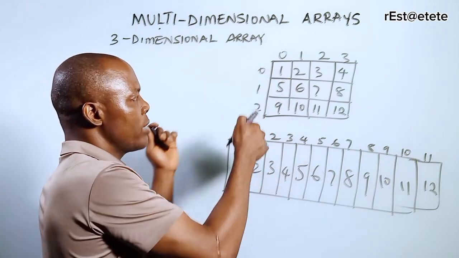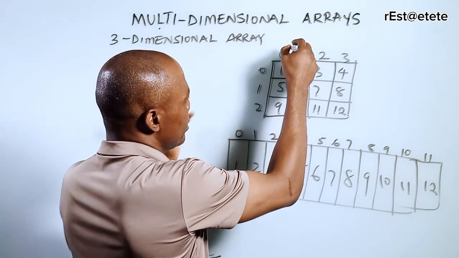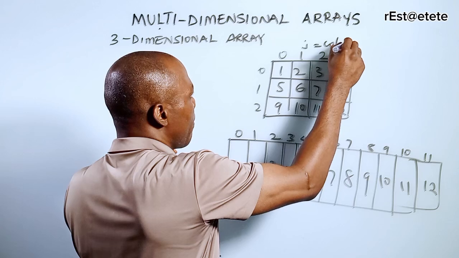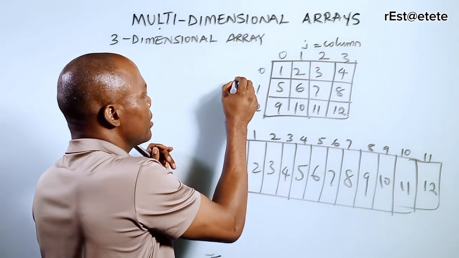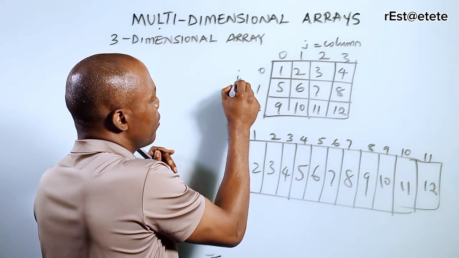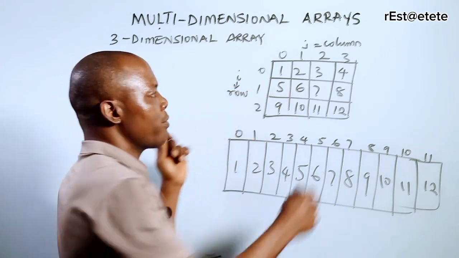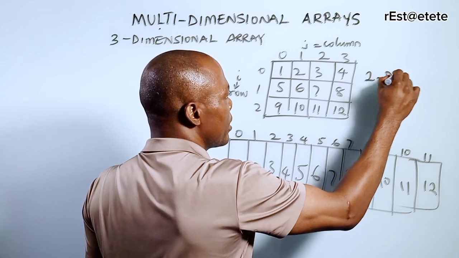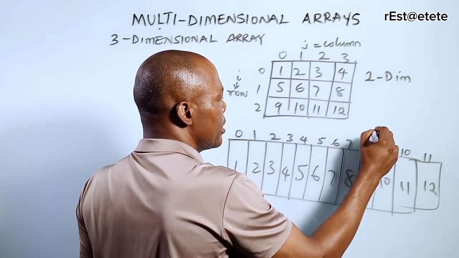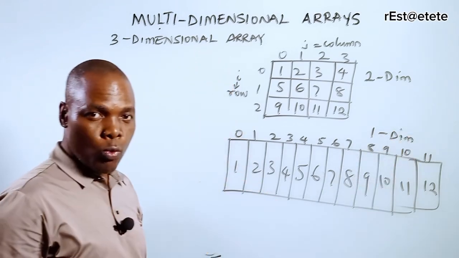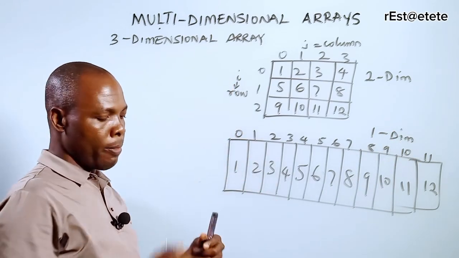Now, this is the two-dimensional. J equals column, right? And this is I for row. That's what you have. So this one is two dimension, and then this is one dimension. Now, what we want to do today is three-dimensional.